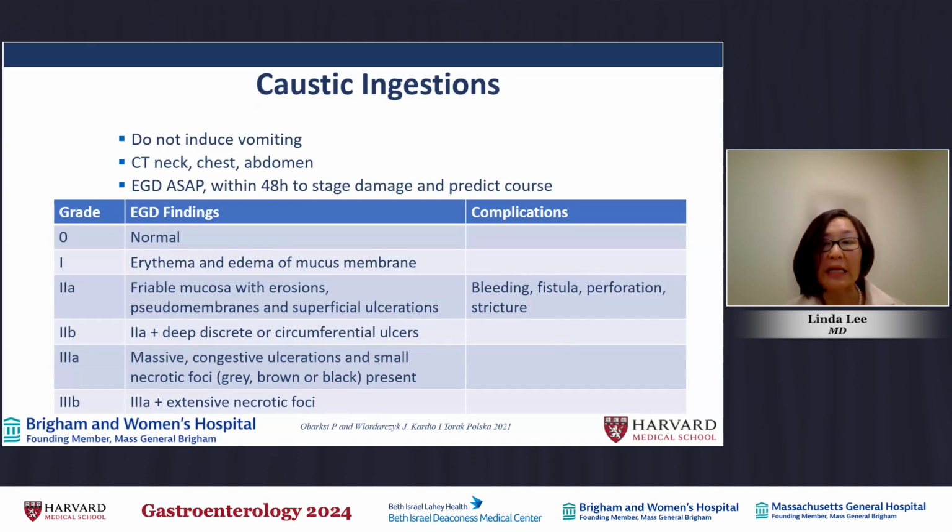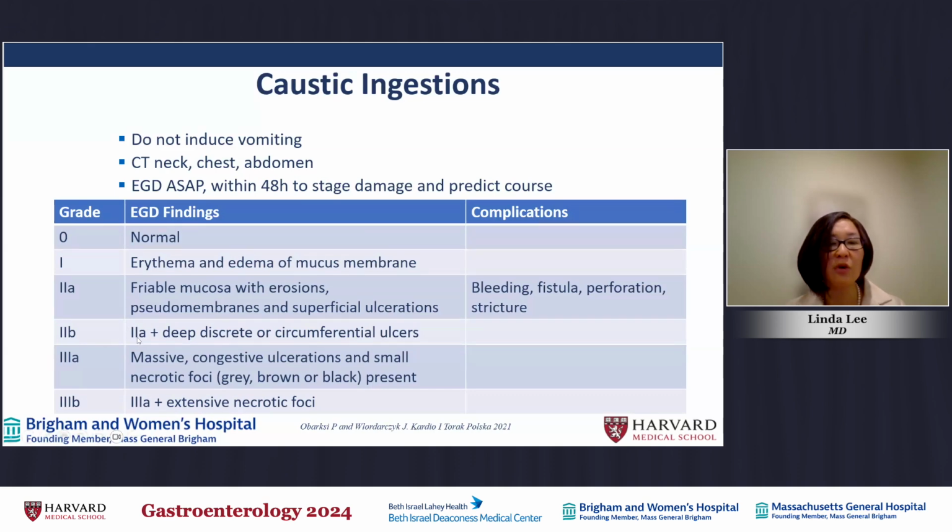And this is the grading. So 0 is normal findings. 1 is some erythema, edema of mucous membrane. 2A is when you see friable mucosa with erosion, pseudomembranes, and superficial ulcerations. And once somebody has reached the 2A stage, this is where they're at increased risk for bleeding, fistula, perforation, as well as later stricture formation.